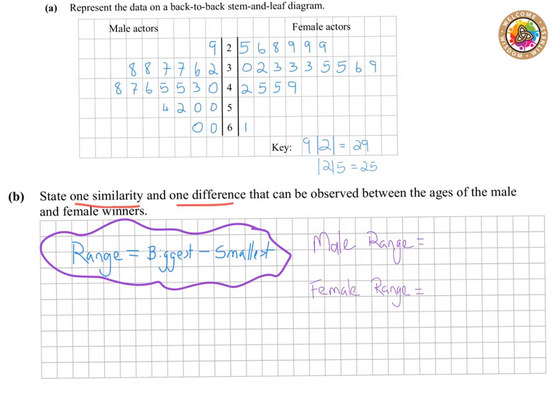So our male range, well, that's going to be 60 minus 29, which gives us a range of 31 years. Now our female range, well, that's going to be 61 minus 25, which gives us a range of 36. So the range is similar, okay? The range of ages is similar.